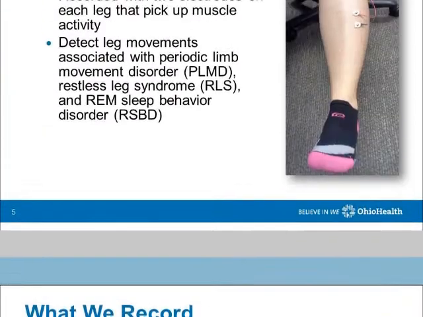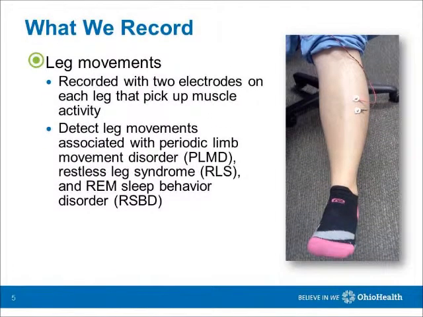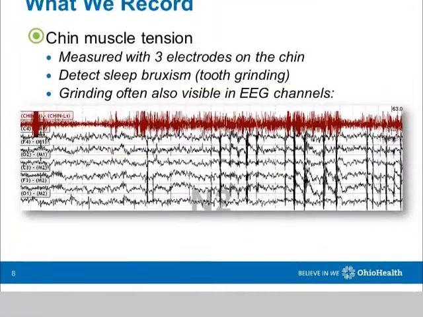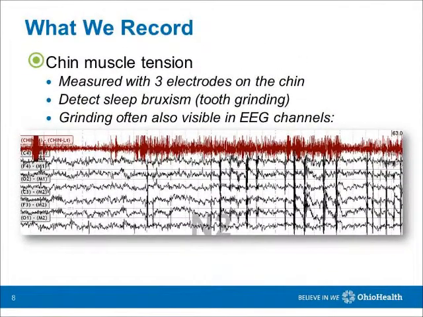With two electrodes on each leg, we record leg movements that can disrupt sleep. These are usually related to restless leg syndrome or periodic limb movement disorder. A sleep study also includes 3 electrodes on the chin, which measure tension in the jaw muscles to detect if someone grinds their teeth in their sleep.